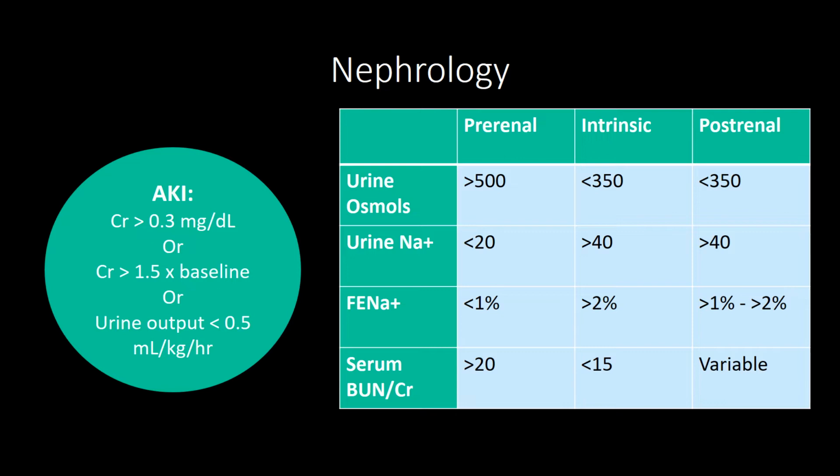Urine studies are included here, such as fractional excretion of sodium, as you can see is one of the parameters in the table on the left. That helps determine if the origin of the AKI is pre-renal, intrinsic, or post-renal in origin.